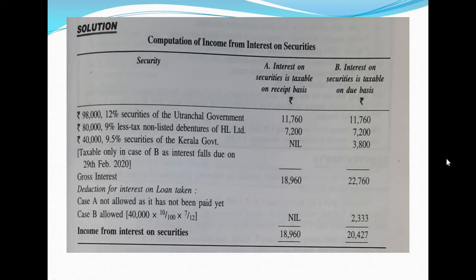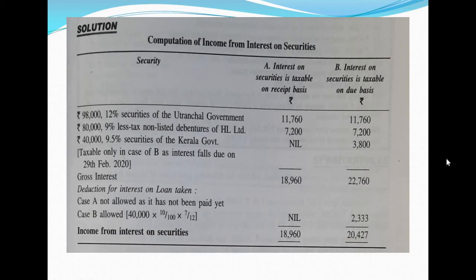Then for rupees 80,000 9% less tax non-listed debenture of HL Limited, that also will be assumed to have been received during the year. So 7,200 for both the cases. And remember, since it is a less tax non-listed debenture, if the face value of the debenture has been given and the percentage of interest has been given, then there's no need to gross up. So you can simply calculate the gross interest for 9% of rupees 80,000.